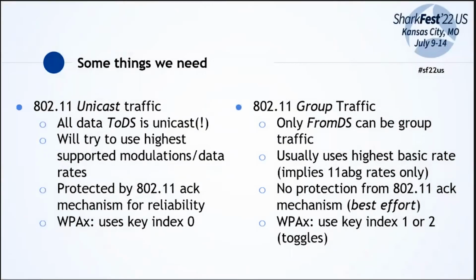Unicast traffic. All data to DS is unicast. So what does that mean? DS is a distributed system, which is the AP. So all traffic that a client sends to the access point, no matter what type it really is, is treated as unicast. So even if it's that broadcast ARP, it's going out, it's treated as unicast. Okay, so what does that mean to me? It will try to use the highest supported data rates.